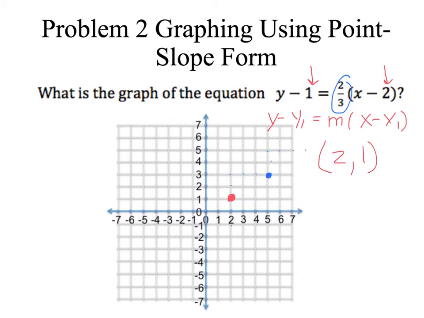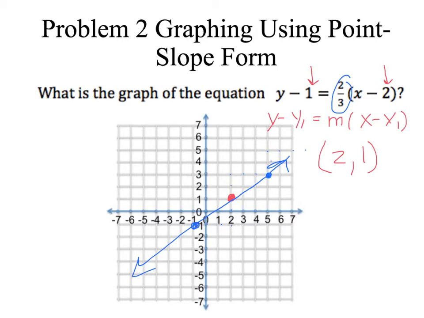You can go down 2 and then over this way 3. Just if you want an extra point, and then you would graph that line. Okay, so this is maybe a situation where your y-intercept might not be a whole number. See how it doesn't go through the y-axis at a nice whole number. It goes through at some decimal.